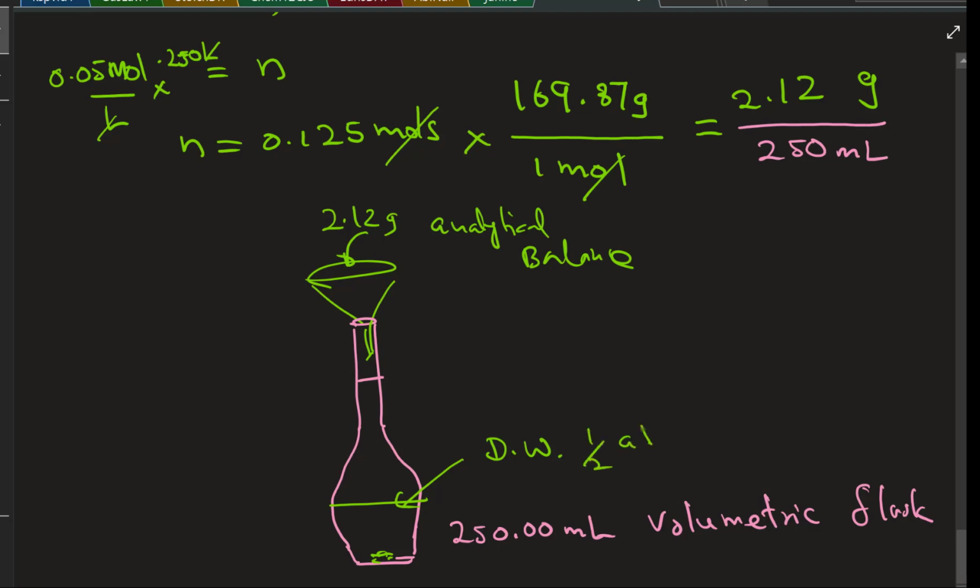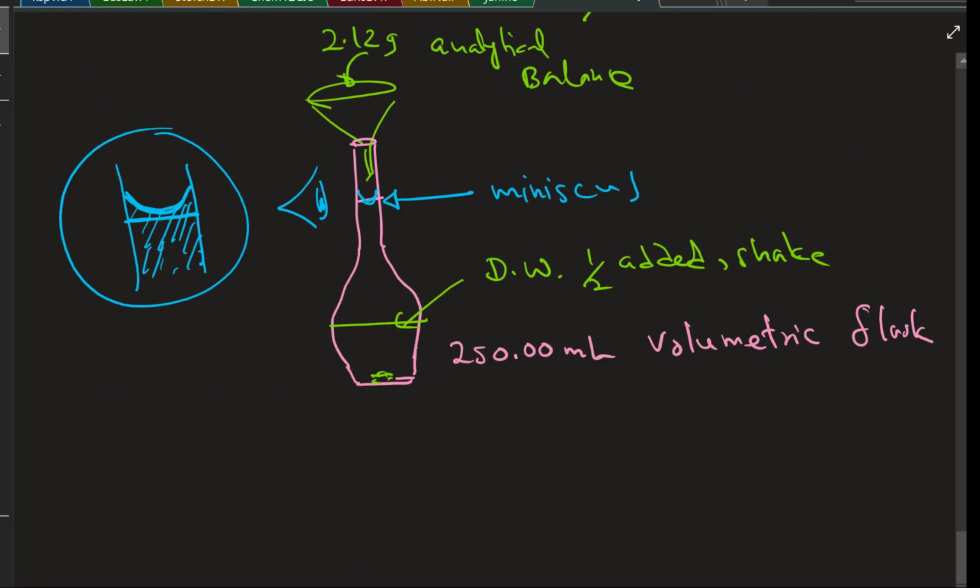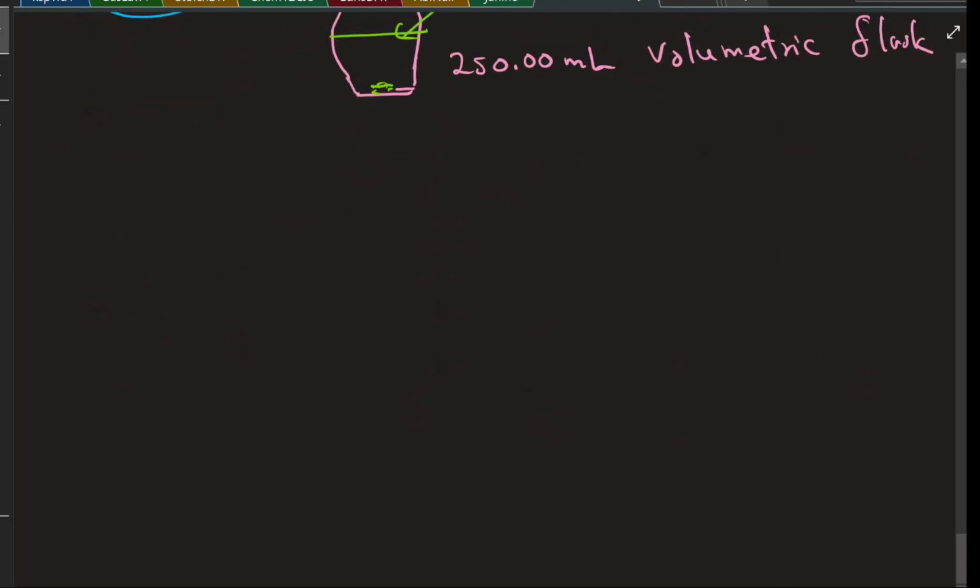Now we put that solid in, with distilled water filling two-thirds to one-half of the flask. You add the distilled water, swirl it, and let it acclimatize. Then you look with your eye at the water level and you see the meniscus. You add water with the squeeze bottle, one drop at a time, until you meet the 250 milliliter mark. The bottom of the meniscus should touch the 250 milliliter mark. Now you have it.